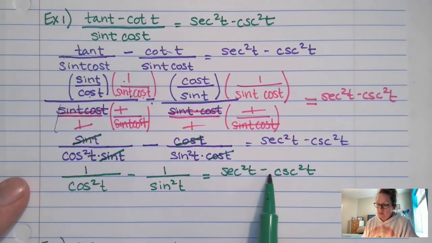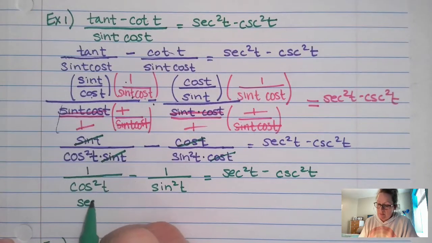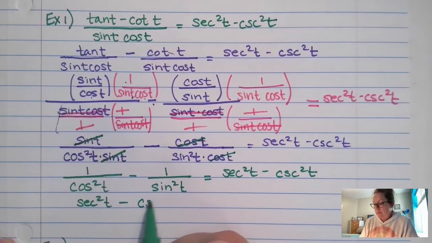Look, there's a minus, square terms. Oh, what's this reciprocal identity? That's secant squared minus the reciprocal identity of this guy, cosecant squared.